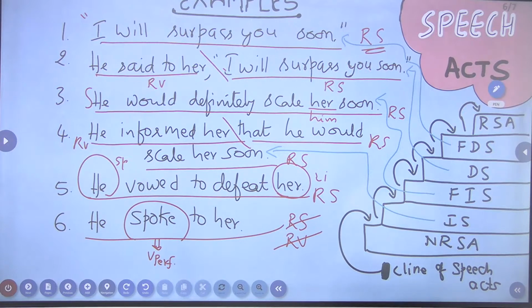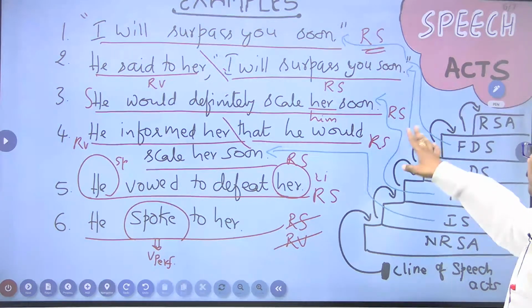She would definitely scale him soon, or he would definitely scale him soon, or finally she would definitely scale her soon. Whatever may be the combinations that we see, definitely it is none other than indirect speech. That's what we were able to understand. So that is free indirect speech.